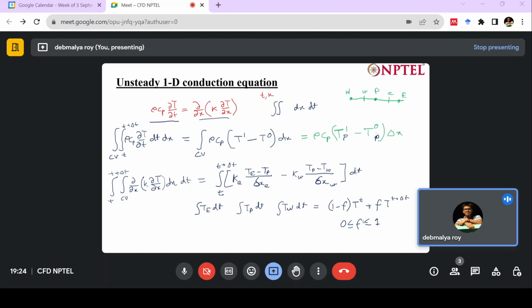If f is 0, then this integral depends only on the previous time step and thus becomes an explicit scheme. If f is 1, then it becomes an implicit scheme.